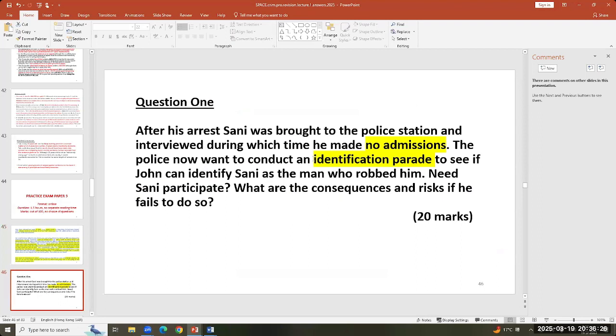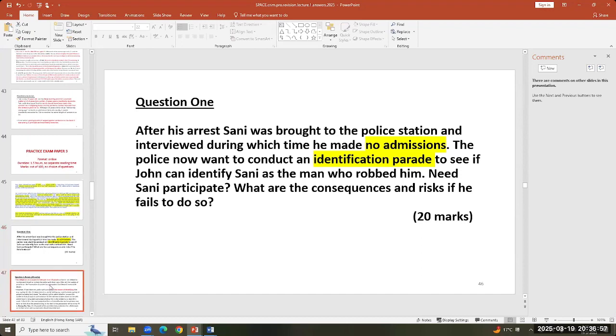So question 1, he's interviewed, he makes no admissions. The police now want to conduct an ID parade to see if John can identify Sani. Need he participate? What are the consequences and risks? So in 2021, if you looked at the exam paper last year, the previous year, this was a bit of a gift question because we're back to ID parades again. But this question is a little bit of an expansion because it says, what are the consequences and risks if he fails to do so?